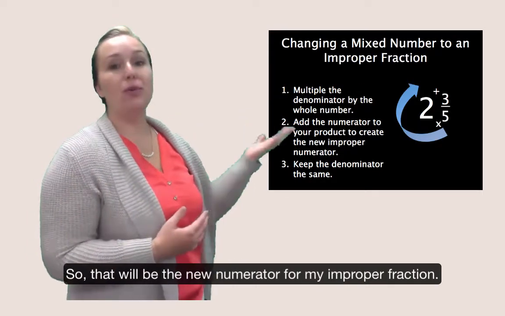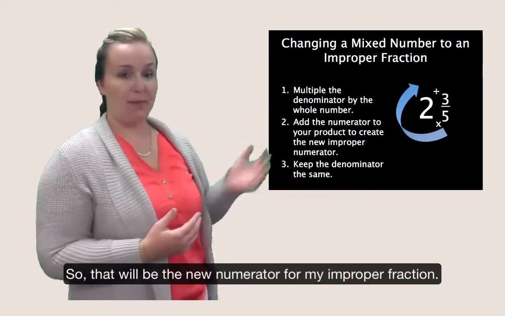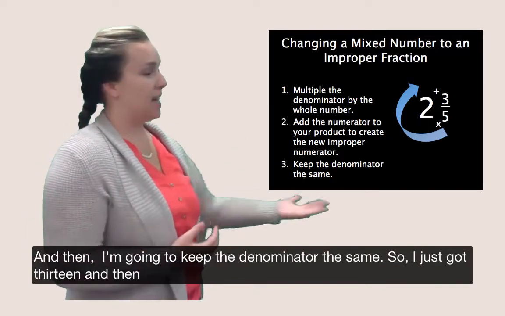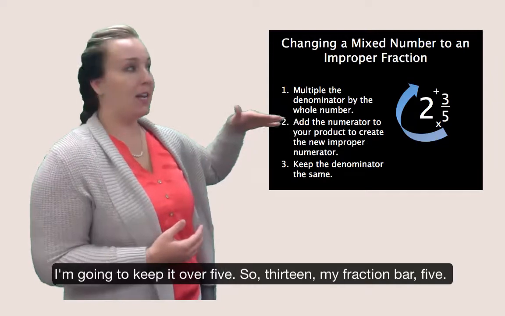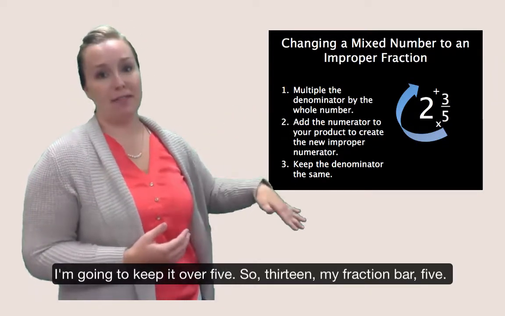So that will be the new numerator for my improper fraction. And then I'm going to keep the denominator the same. So I just got 13, and I keep it over 5. So 13, and then in my fraction bar, 5.